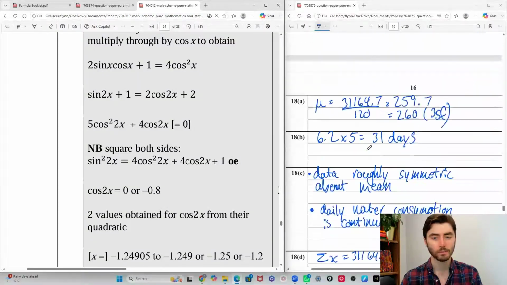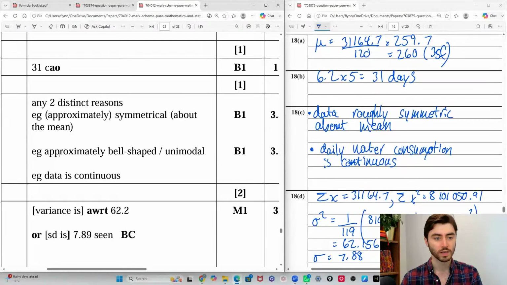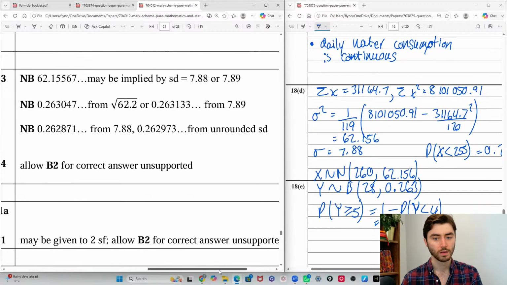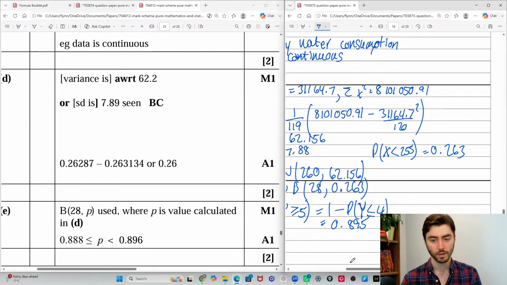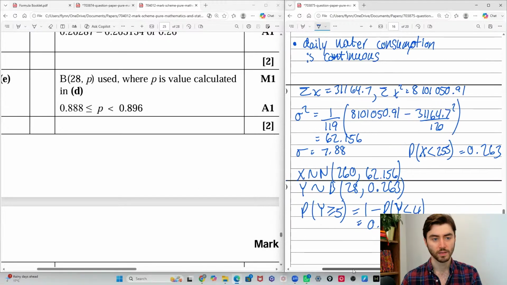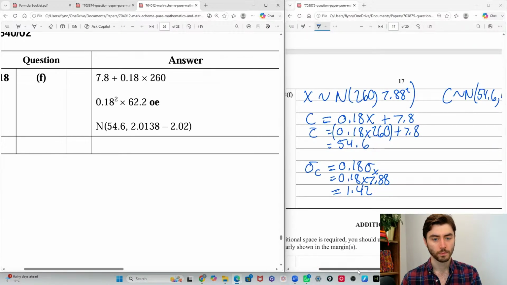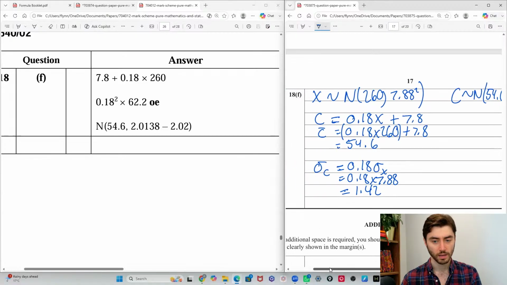So then getting on to 18. So 260, 31, symmetrical, continuous, good. 62.2, good. 7 point, they're saying 7.98. Oh, or that. So, okay. Yeah, cool. So I got that. And then the probability is 0.263. Yeah, good. Here, a probability in this range, which I did get. And then here, and good. Okay. I feel okay about that.